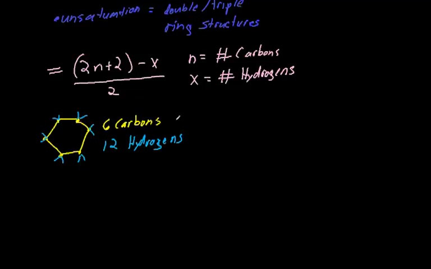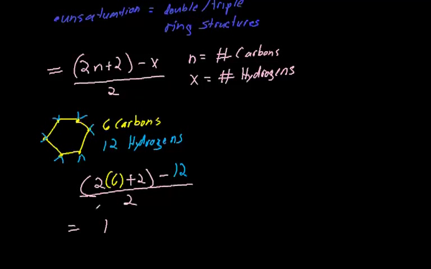So let's calculate that. I'm going to have 2n, which is going to be 6 carbons, plus 2, close parentheses, minus 12 hydrogens, divided by 2. So 2 times 6 is 12, plus 2 is 14, minus 12 is 2, divided by 2 is 1. So there is 1 degree of saturation with cyclohexane.